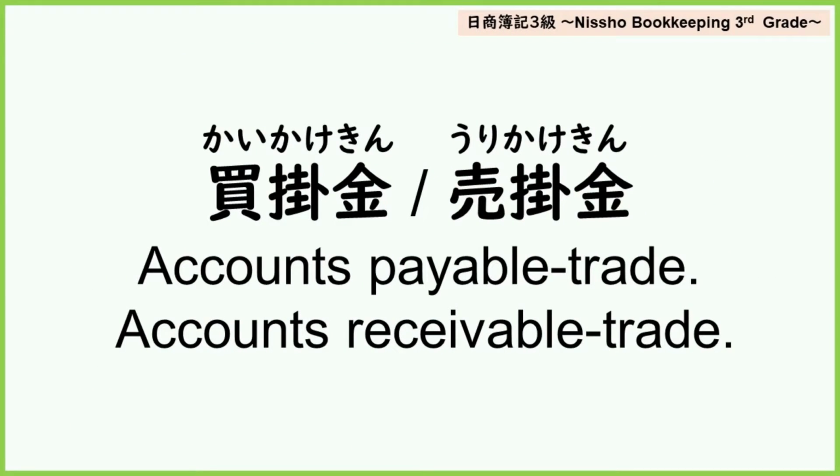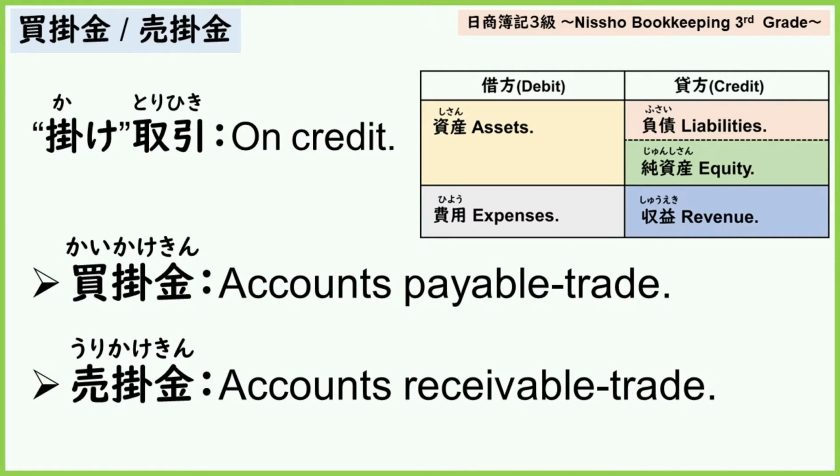The second content. Accounts payable trade. Accounts receivable trade. When buying and selling merchandise frequently, making payments each time can complicate things. Hence, there are occasions when the expenses incurred over a certain period for purchases are paid collectively. Delaying payment for merchandise purchased until a later date is called on credit. This applies to receiving payments as well. The account names used in credit transactions for merchandise are accounts payable trade and accounts receivable trade.